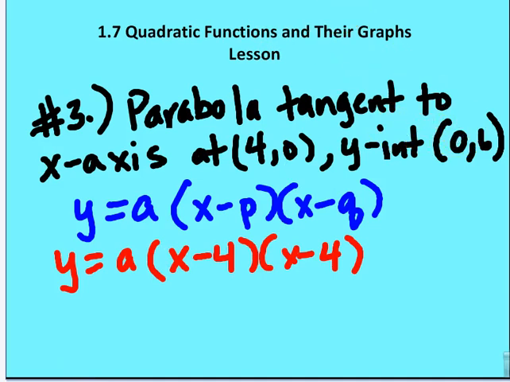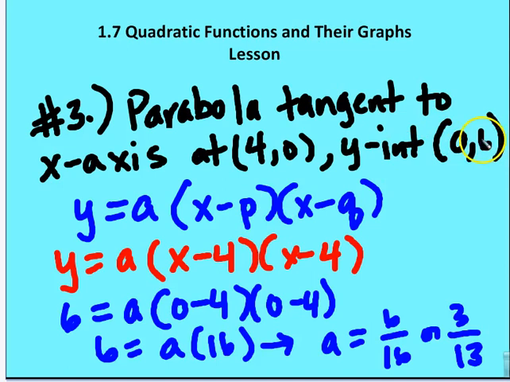We have 0, 6 here. So we're going to substitute 0 in for x and 6 in for y, and we're going to solve for a. So a times -4 times -4 is 16. 6 is equal to a times 16. a is equal to 6 divided by 16, or 3/8.